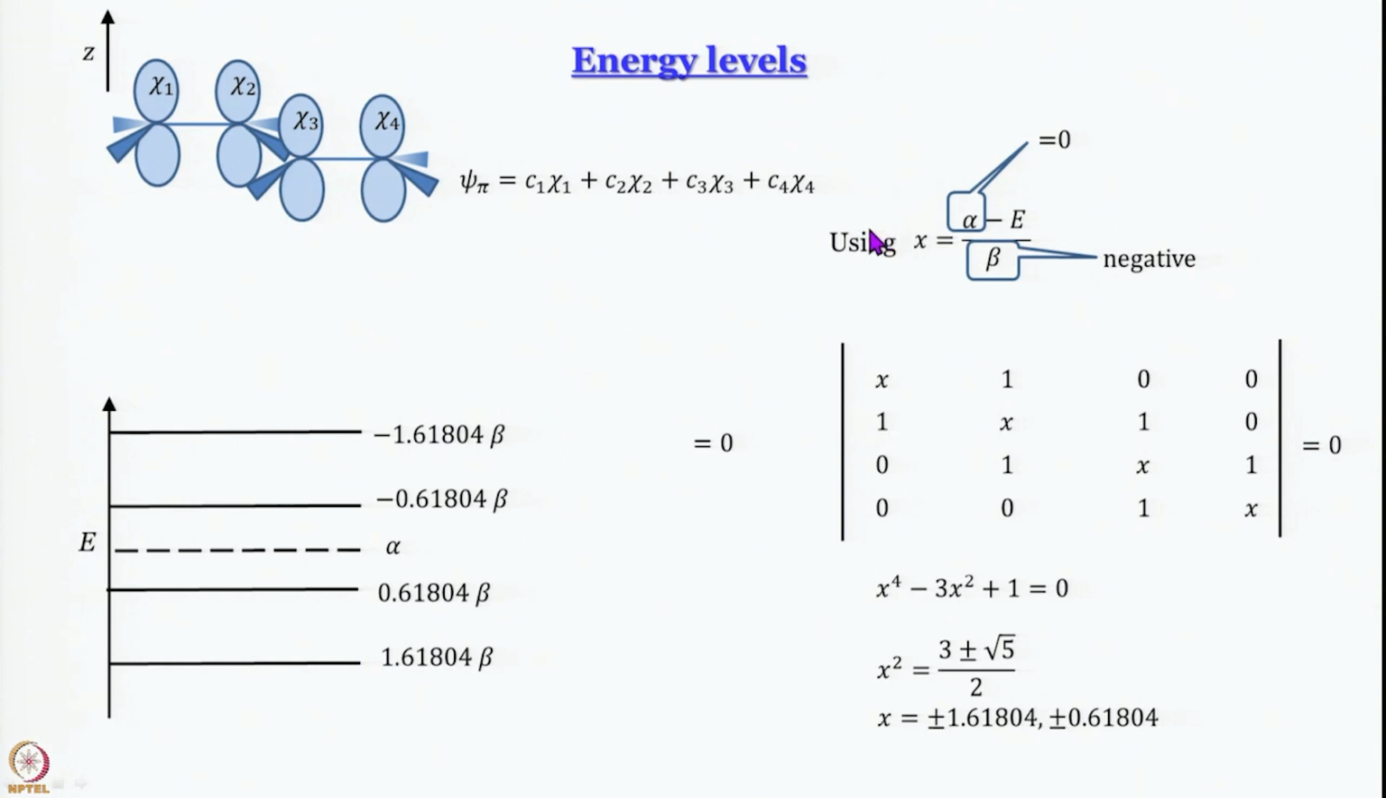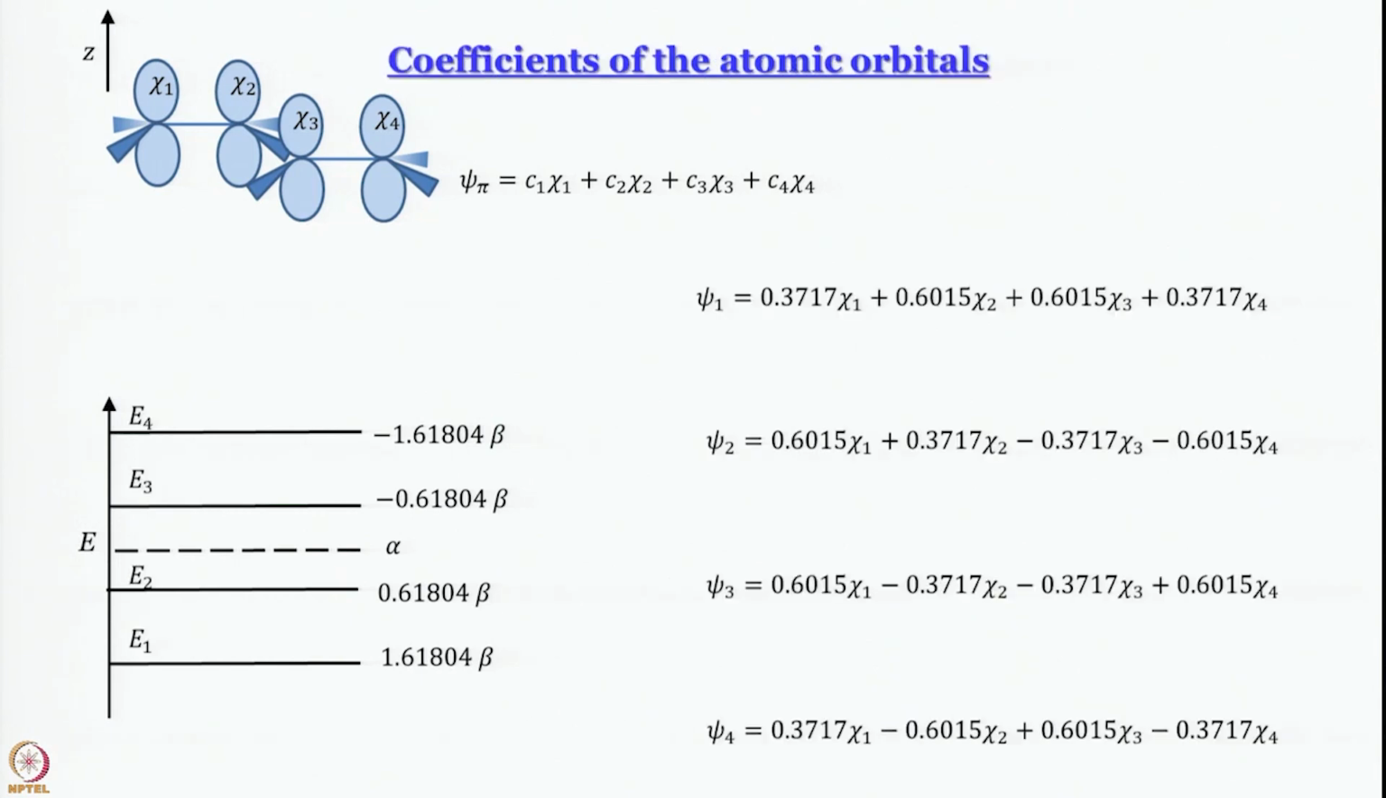So, we will not do it, I encourage you to do at least one by yourself, but here I will just show you the results, and I will write here E1, E2, E3, E4 to remind you that as you go higher up we are calling the lowest energy level to be E1, okay, and do not forget that plus, well, 1.61804 beta really means a negative energy because beta itself is negative. So, these are the coefficients that one obtains if one does the treatment that we just discussed.